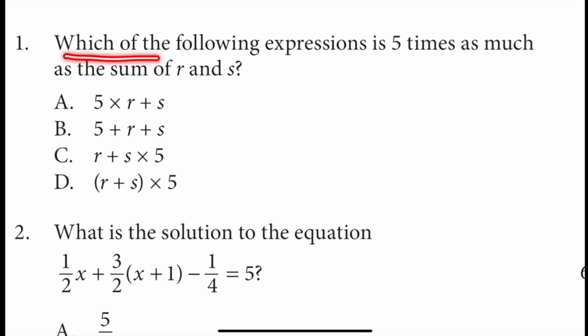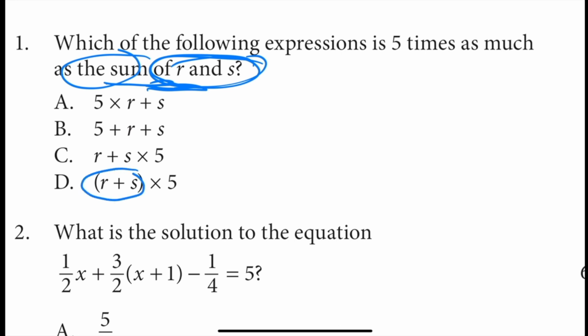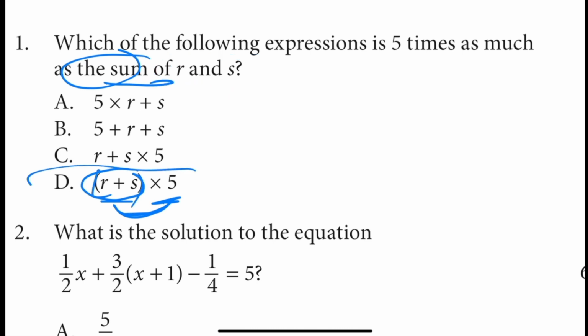Number 1. Which of the following expressions is 5 times as much as the sum of R and S? Now, the sum of R and S. When I say the sum, whatever comes next will be together. How do we write things together? In a parenthesis. 5 times the sum of R and S. If you notice, they flip the order just to get you confused. The sum of R and S has to be together. How? In a parenthesis. That's the only one that has parenthesis. My answer is D.